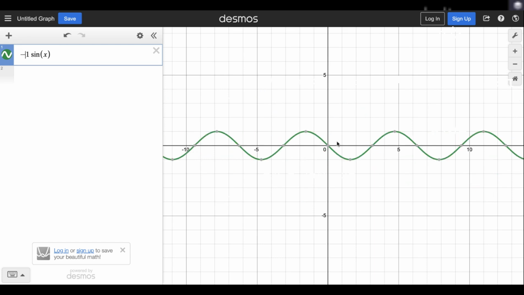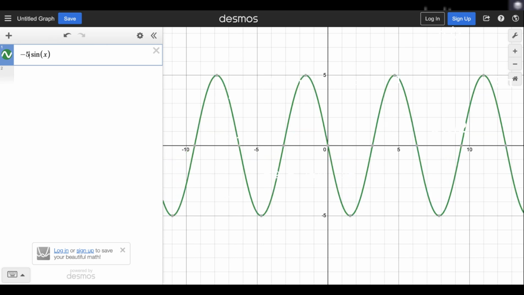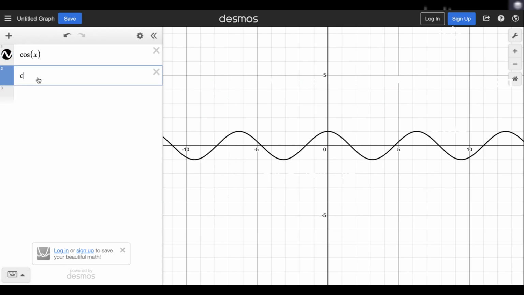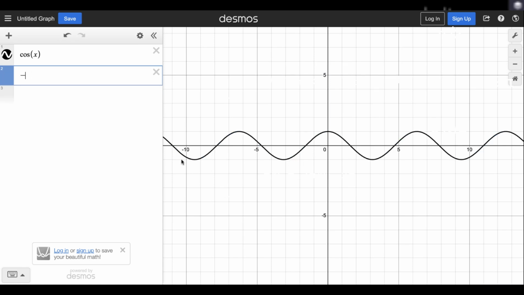If sine of x becomes sine of negative x, it flips it on the y-axis, so it would actually look something like this, and would continue. And for cosine of negative x would look like that. Negative cosine of x will look like this.